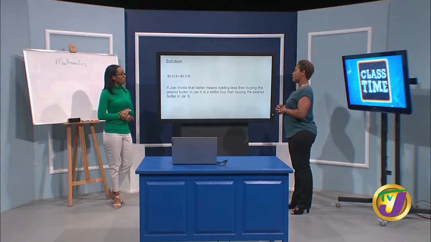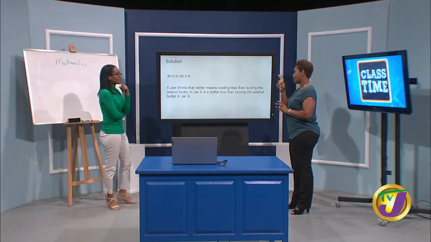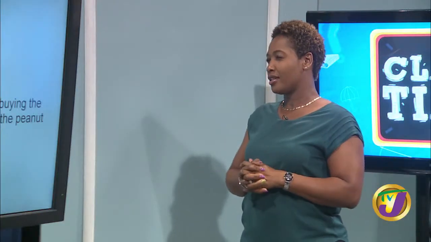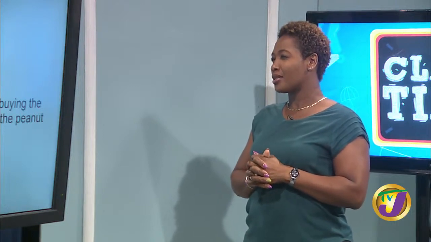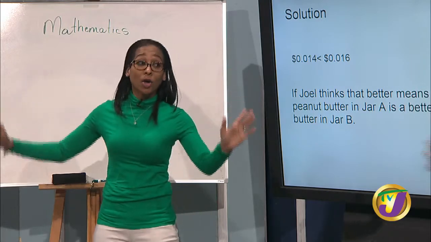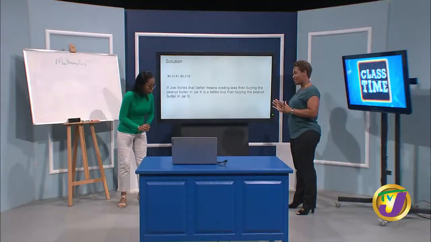Jar B really tricked me this time. I thought jar B would be the better buy. The money never looked too far off, but I have to really work this thing out. Yes, because bigger does not always mean the best buy, and the estimation thing does not necessarily get me the right solution.